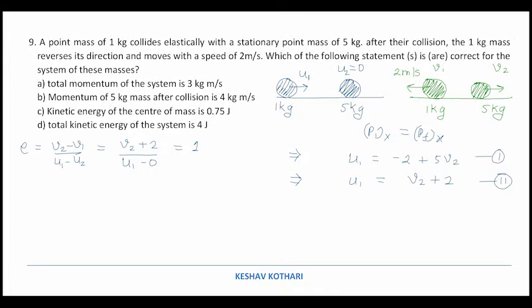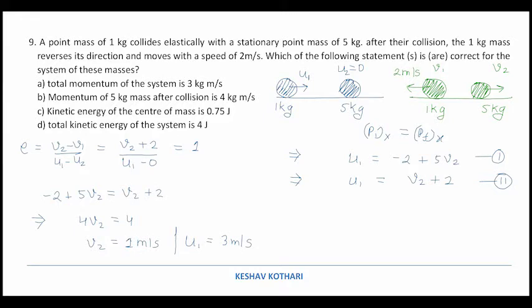So from both these equations, I can calculate by equating these two equations that minus 2 plus 5 v2 is equal to v2 plus 2. So from here we obtain that 4 v2 is equal to 4, or v2 is equal to 1 meter per second. And hence we obtain that u1 is equal to minus 2 plus 5, that is 3 meter per second. So once we have these values, we can start checking all the options.